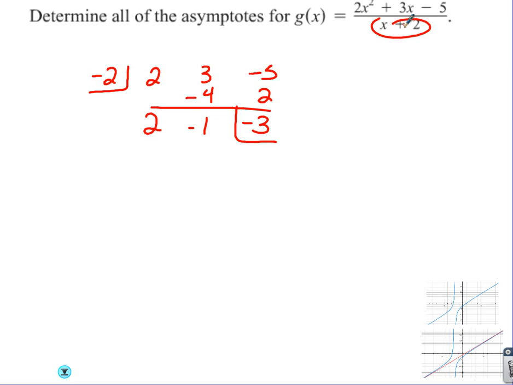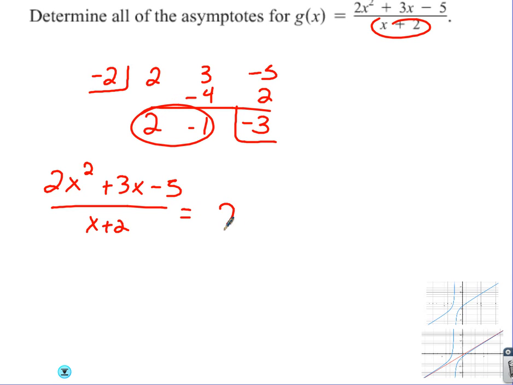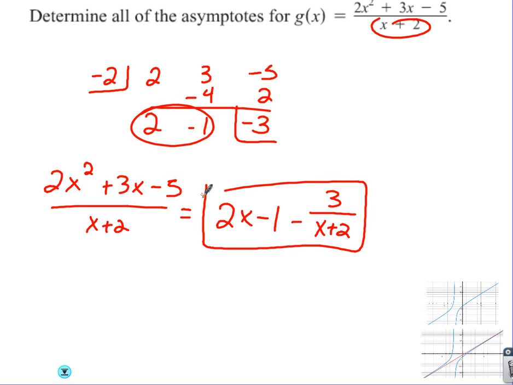Since you don't have a hole, let's rewrite this thing. When you divide this, 2x squared plus 3x minus 5 divided by x plus 2 is equal to 2x minus 1, plus, actually, let's do it as minus because it's a negative, minus 3 over x plus 2. This is pretty cool.